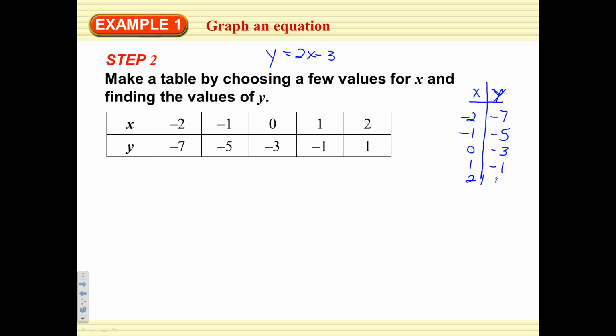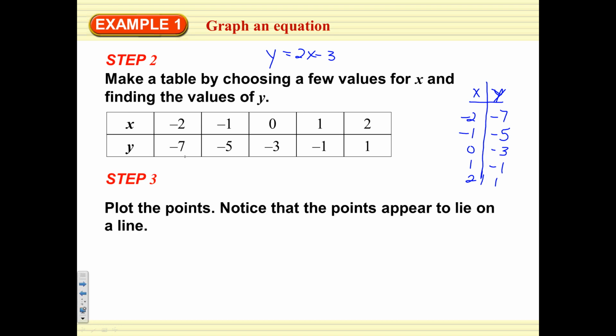just so that you can see the coordinate points or the ordered pairs from left to right. It's a little bit easier than seeing them up and down. So there are our ordered pairs. So now it says plot the points. Notice the points appear to lie on a line.